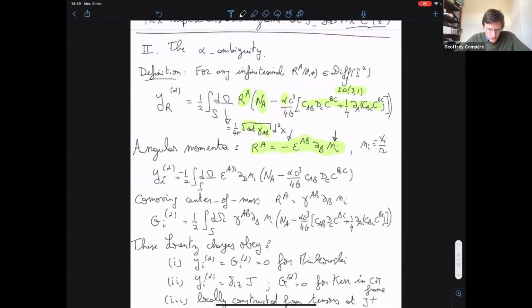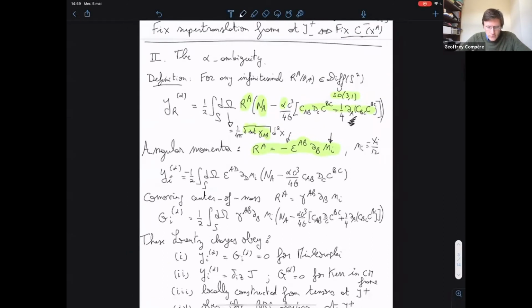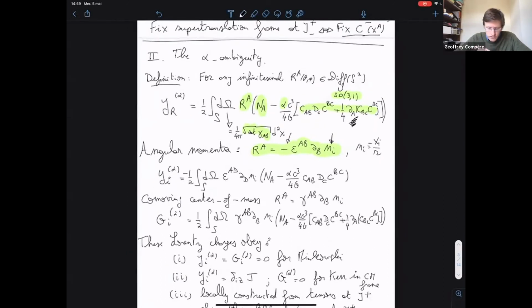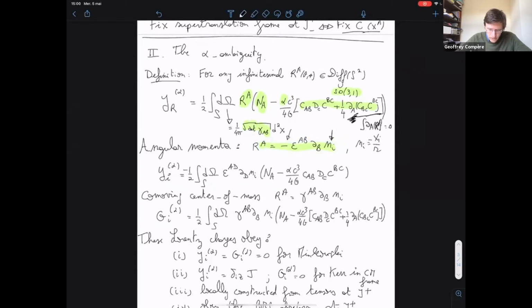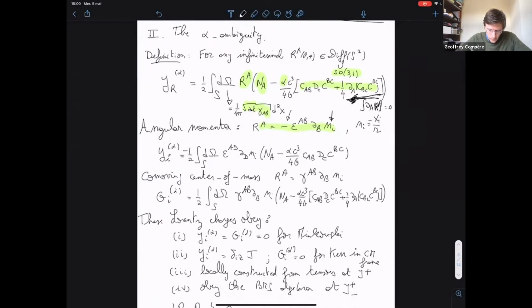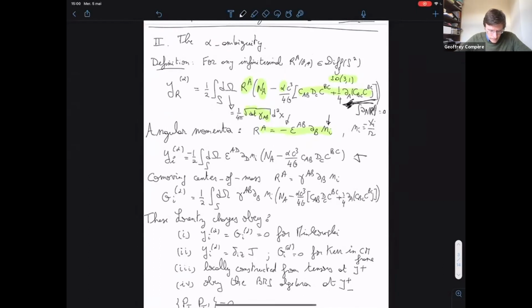So now you have these two terms here. One depends on alpha, and there is a total divergence here. You can integrate by parts, because if you have the integral of D_A of something, it would be 0. D_A of R^A, of some vector, of anything, would be 0. So you can integrate by parts, and since this vector is divergence free, the ambiguity here, this part, does not matter for angular momentum. So I can just drop it and write it this way.